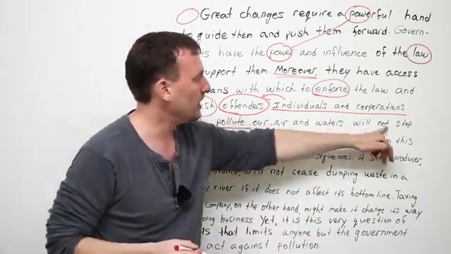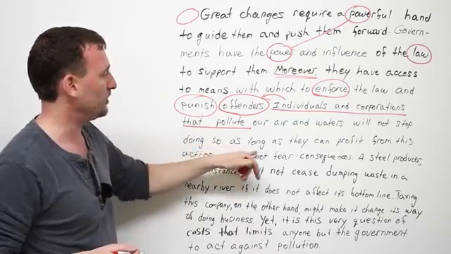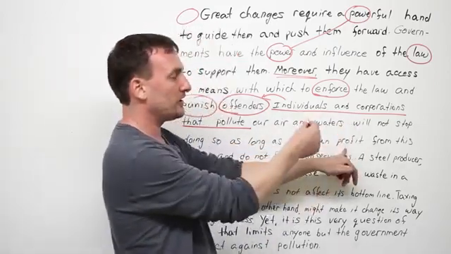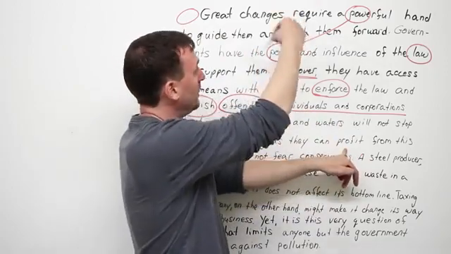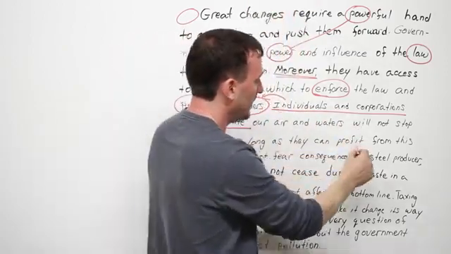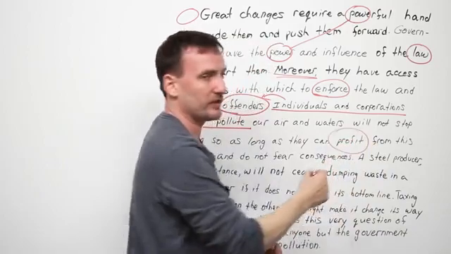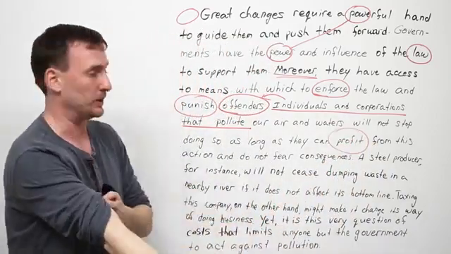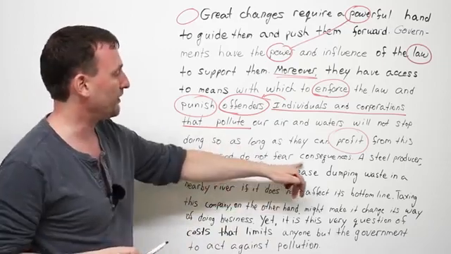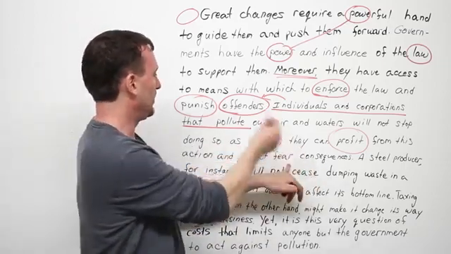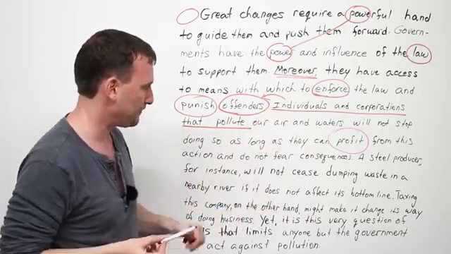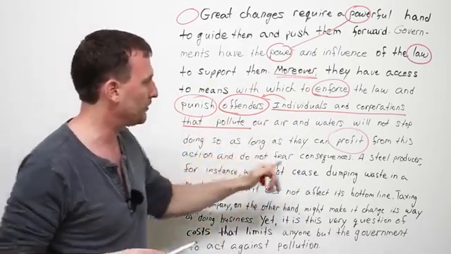Pollute our air and waters will not stop doing so as long as they can profit. Okay, so here's my next idea. They will not stop polluting, because we're still talking about pollution. Okay, they will not, as long as they can profit, as long as they're making money. Why do people pollute? Because it pays to pollute. Action, and do not fear consequences. So they don't fear punishment, and the law doesn't scare them. Okay? And again, we're still talking about pollution.